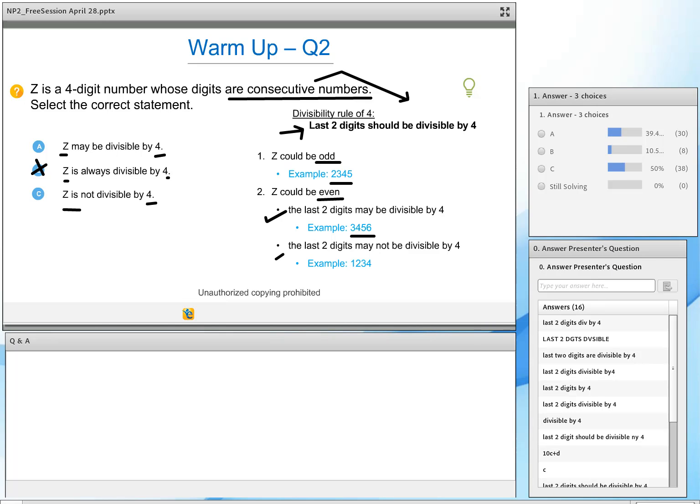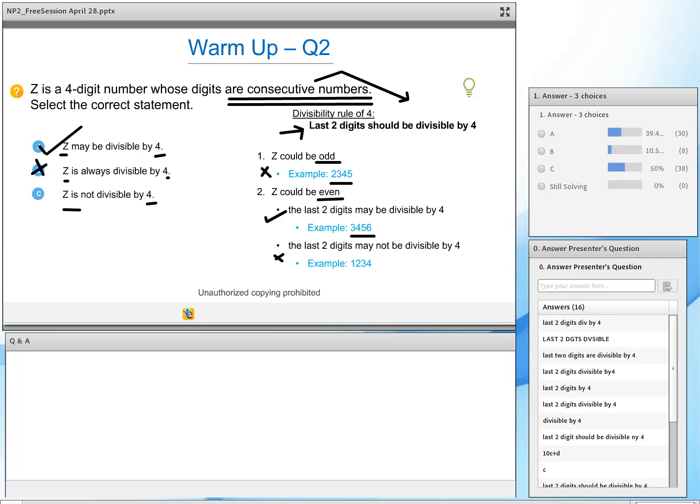But if this is the case, then the number z is not divisible by 4. So I have cases depending upon what the number z is that satisfies that the digits are consecutive numbers. I have cases in which z could be divisible by 4 and z could not be divisible by 4. So my correct answer here is choice A, that z may be divisible by 4.